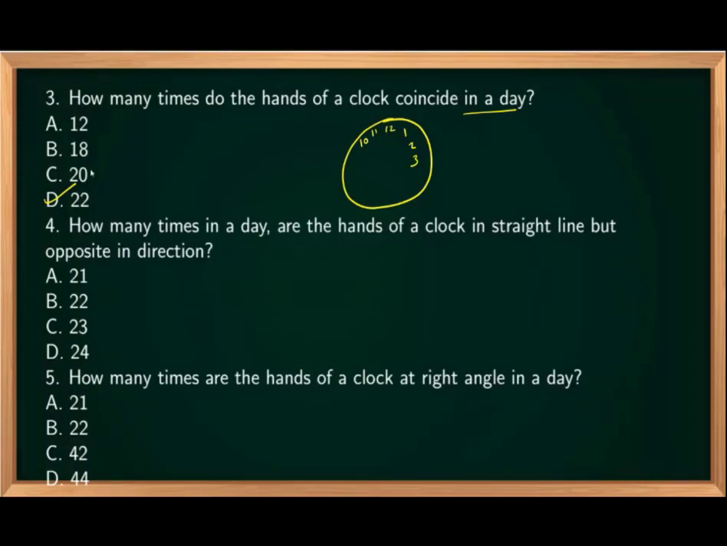Just for your clarification, you can watch YouTube. Just type this question: how many times do the hands of a clock coincide in a day? And just search in YouTube, you will get a picture or video like that. Okay, 22 will be the answer.